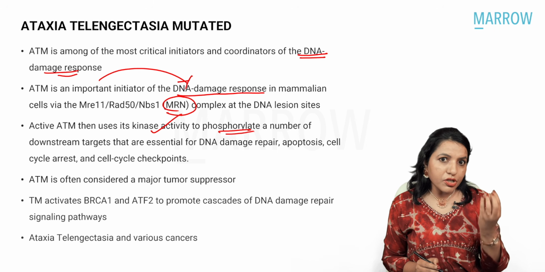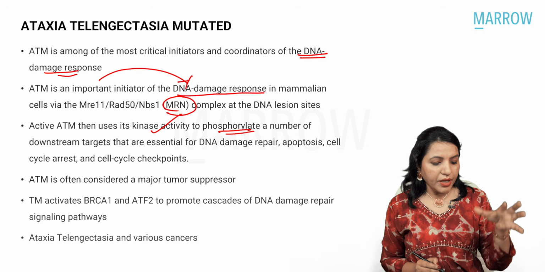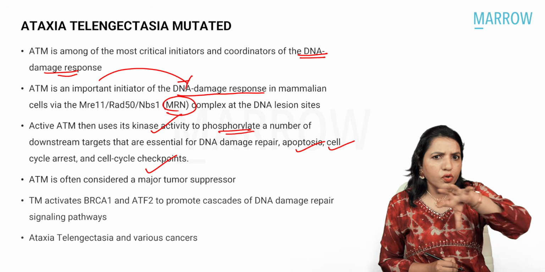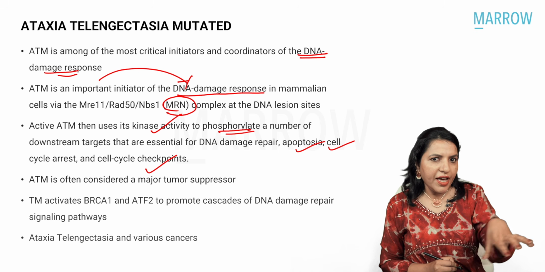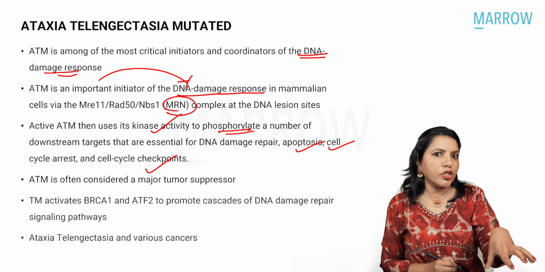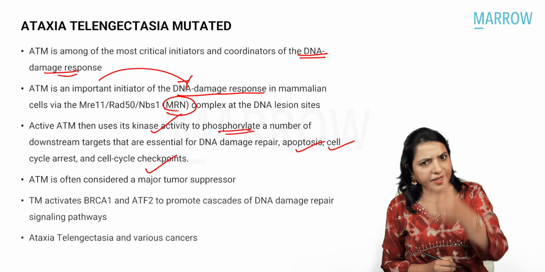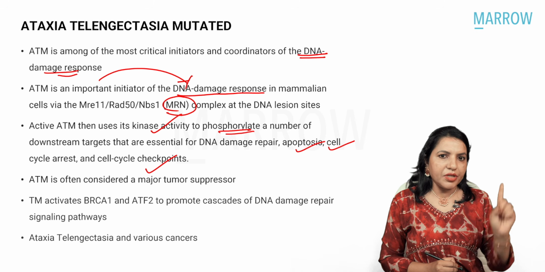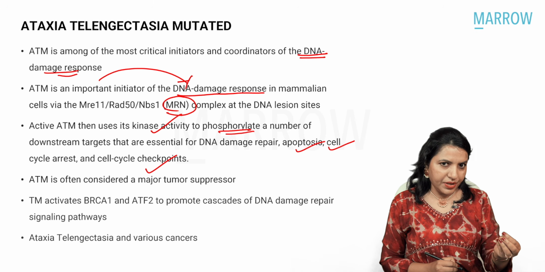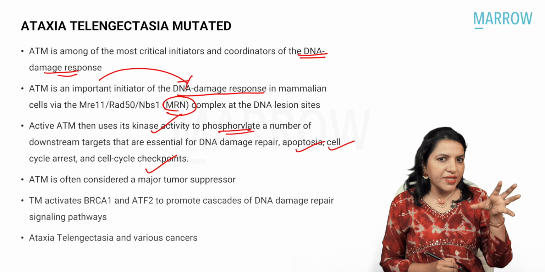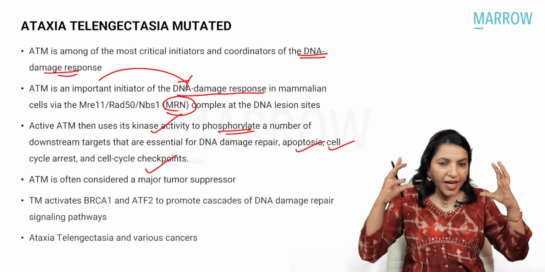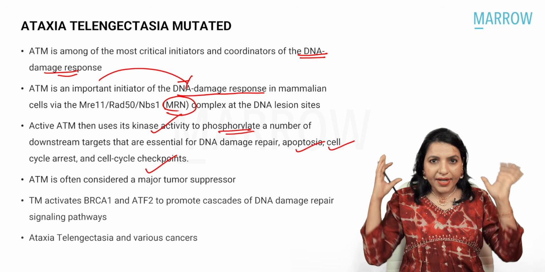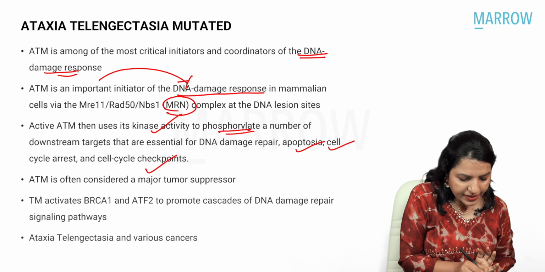This is essential not only for DNA repair but also for cell cycle arrest, apoptosis, cell cycle checkpoints, etc. So ATM has multiple roles; it is not only involved in double strand break repair, but it is also involved in it. ATM is usually considered a tumor suppressor gene, where it always helps activate the MRN complex and senses the DNA damage.